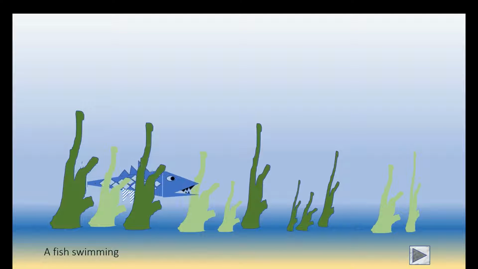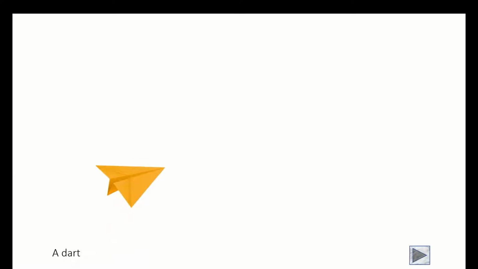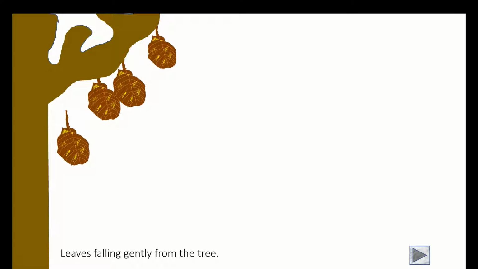A kite flying. Notice the fish swims in and out of the seaweed. A shot at goal from a different angle. A gentle dart flying. And on this one, the leaves will be falling gently from the tree, one after each other.